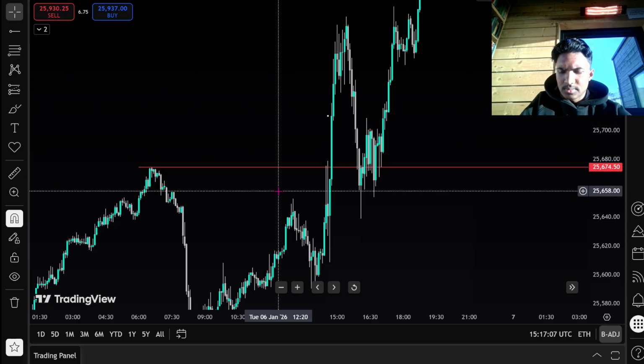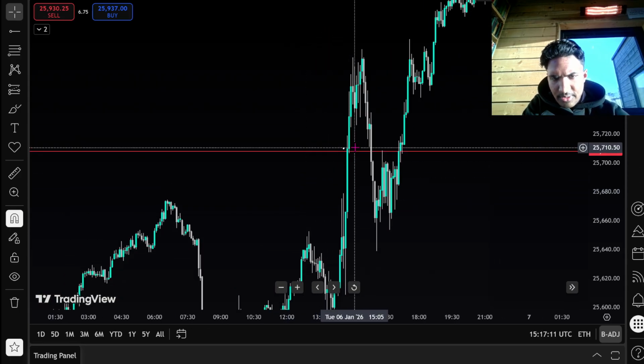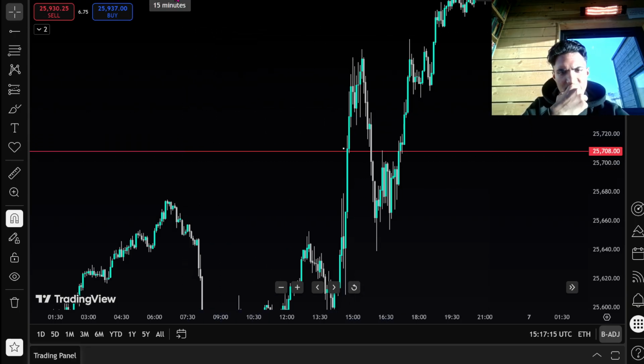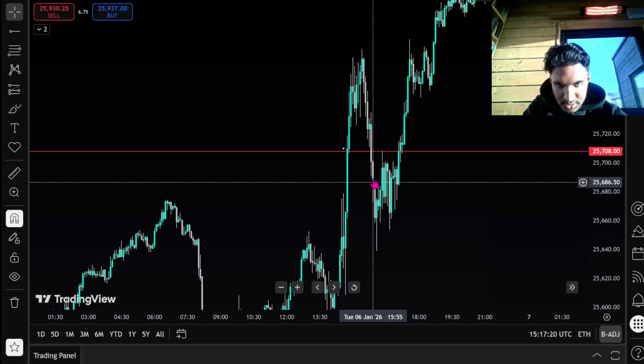So what do we see here? Wait, give me a sec. What do we see here? We see a break on the 15 minute. Now I know that it's a break on the 15 minute, I don't need to check. And then we see a retest on the 5 minute. So the retest is literally it coming back down to come to our level.